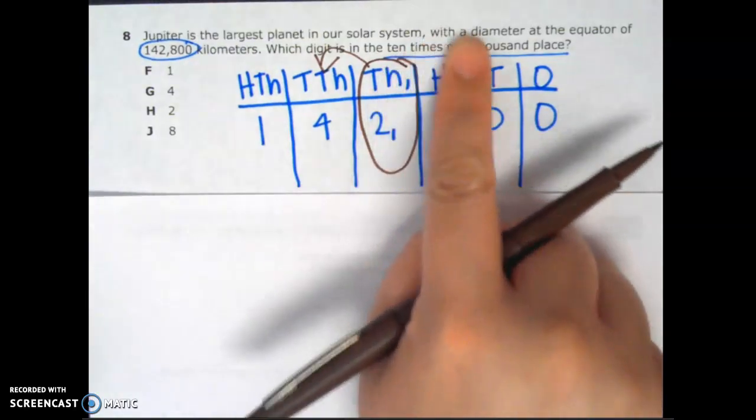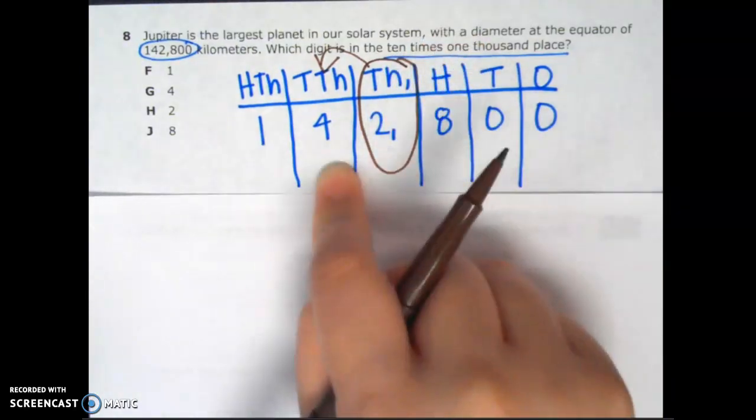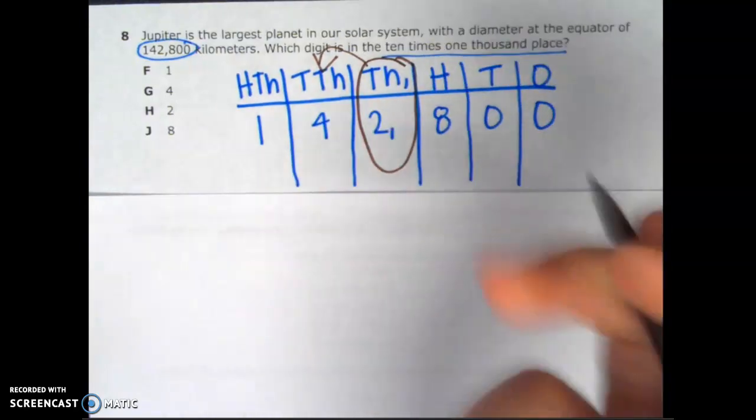You're going to go to the next smallest place value. So what digit is in my 10,000s place value? A 4. The correct answer is G.